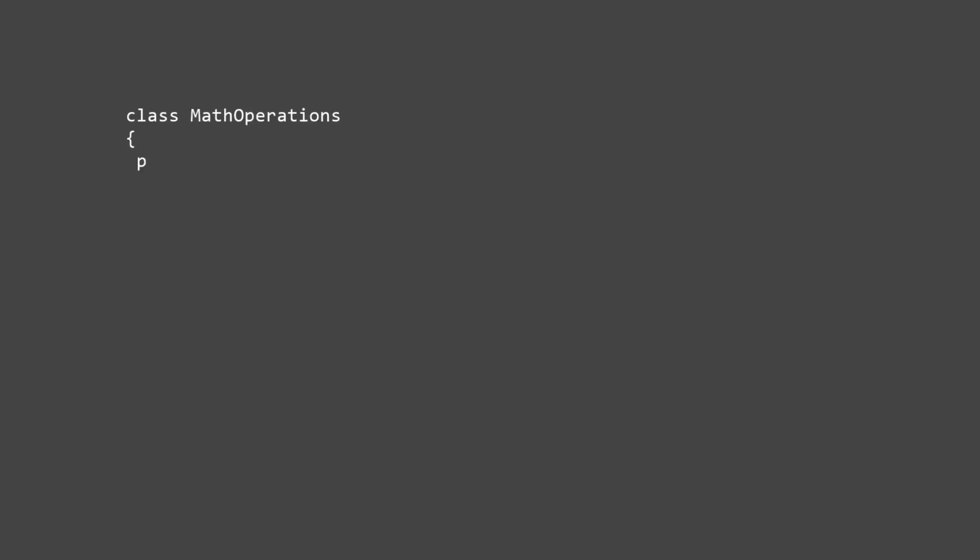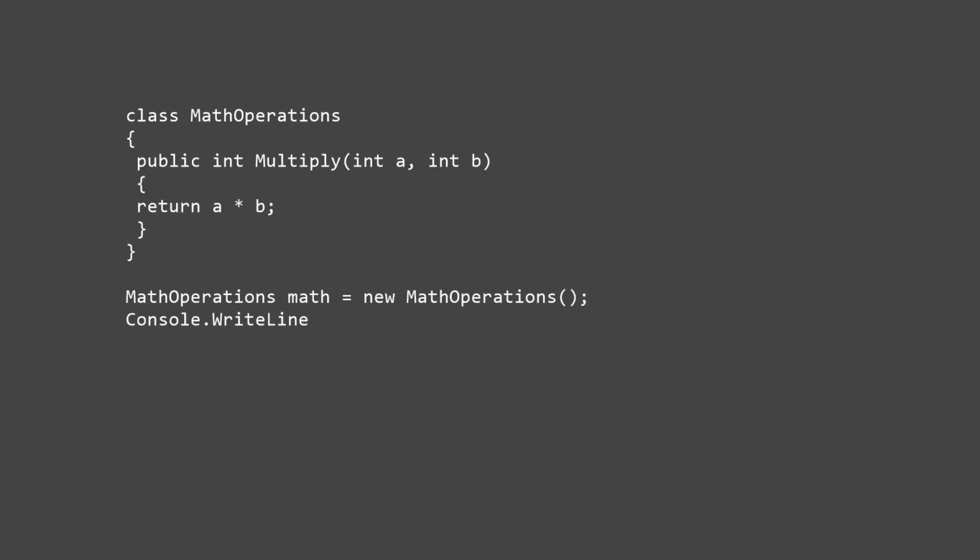Returning values. Methods can return a value using the return keyword, which allows the caller to use the result of the method's execution.